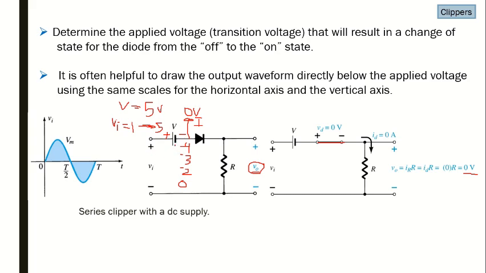If we make the terminals reverse, then what will happen? This will be the negative terminal, and this will be the positive terminal. So if the input voltage is Vi equal to 0 volts, then V is equal to 5 volts, so the output potential will be 5 volts. The waveform will start from the potential 5. Coming to the next point, it is often helpful to draw the output waveform directly below the applied potential using the same scale. This is what we discussed lately.